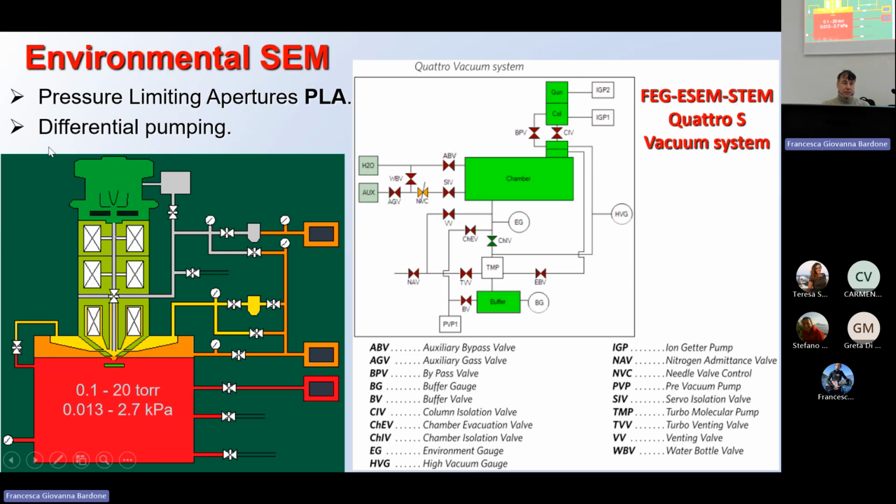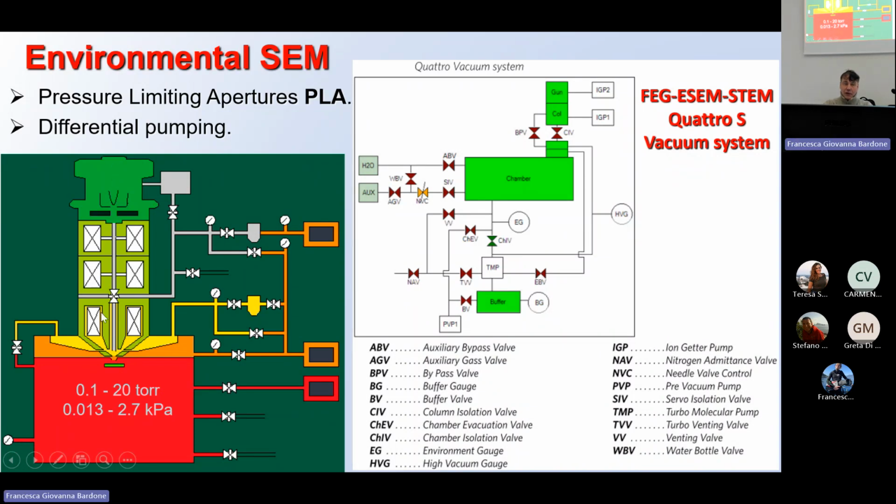So in the upper part, we have the gun, the field emission gun. The field emission gun must work in very, very, very low vacuum condition to have the field effect. So here in the green part, you need to have 10 to minus 8, 10 to minus 9 torr. But in the chamber, the red part, you can have 0.1 up to 20, 40 torr.